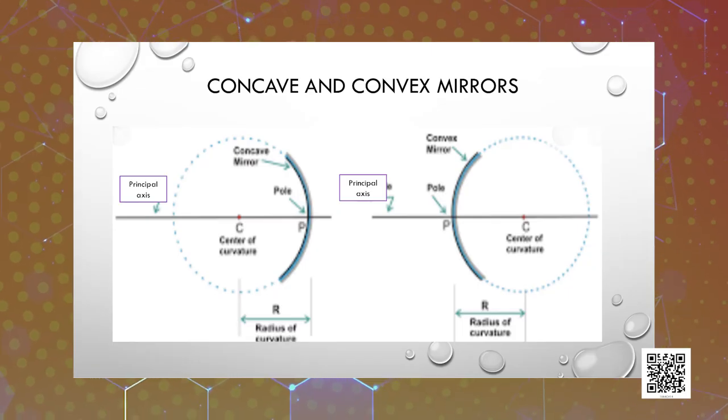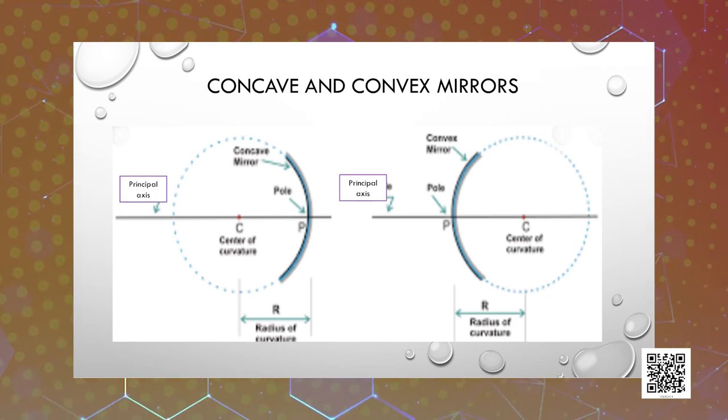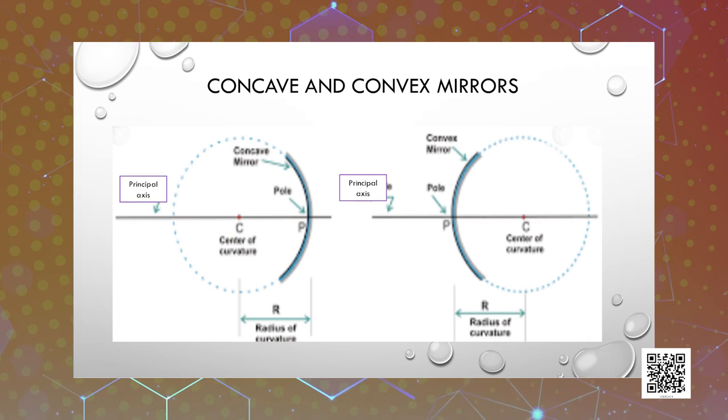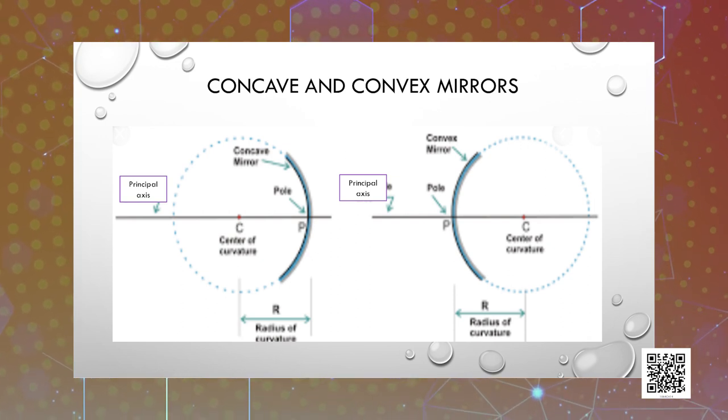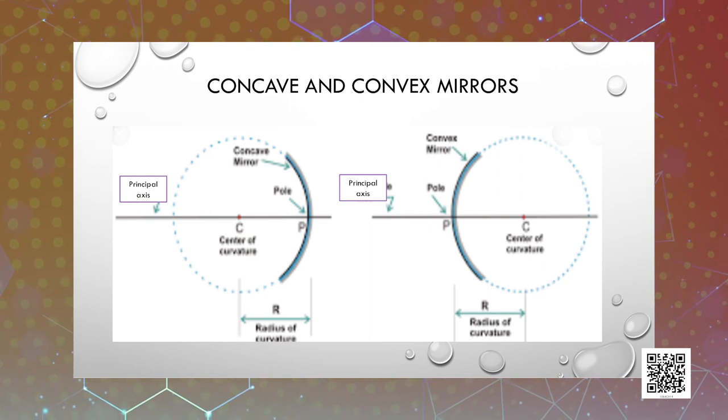Please note that the center of curvature is not a part of the mirror. It lies outside its reflecting surface. The center of curvature of a concave mirror lies in front of it. However, the center of curvature of a convex mirror lies behind the mirror. You may note this in the figure which is there.